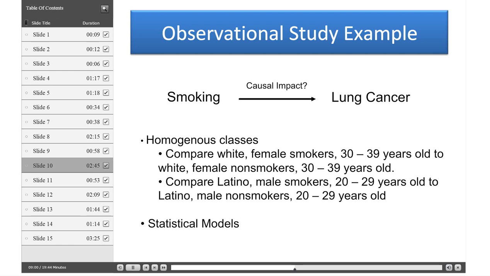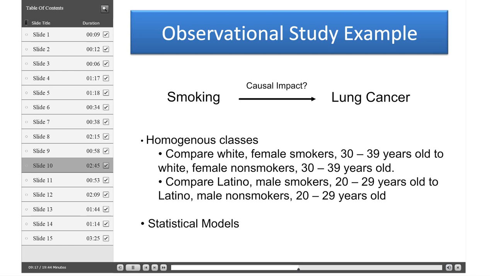One important variable is age. Older people are more likely to smoke than younger people, and older people are also more likely to get lung cancer than young people. There can also be some differences with respect to variables like gender, ethnicity, and possibly other variables that we might need to take into account.